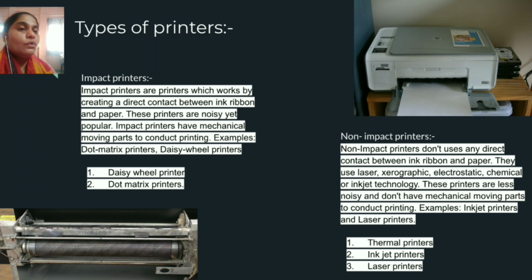Now next are non-impact printers. Non-impact printers don't use any direct contact between ink ribbon and paper, meaning there is no physical contact. They use laser, xerographic, electrostatic, chemical or inkjet technology. These printers are less noisy and don't have mechanical moving parts or force to conduct the printing. Examples: inkjet printers and laser printers. So non-impact printers are very useful nowadays and very popular among us also.